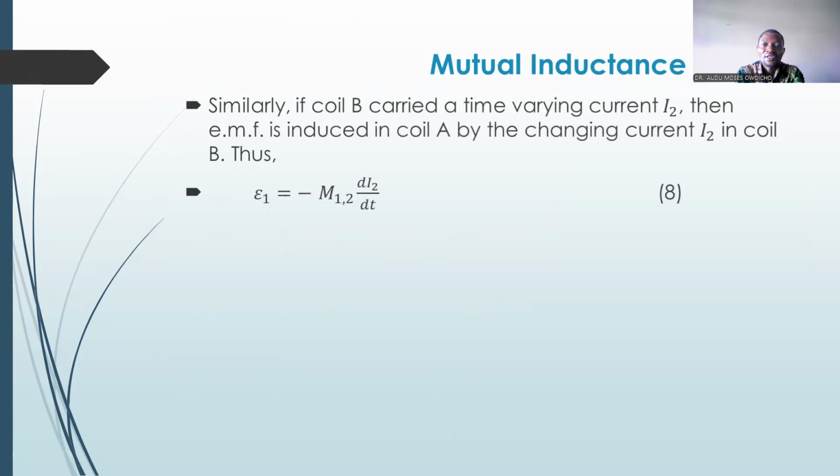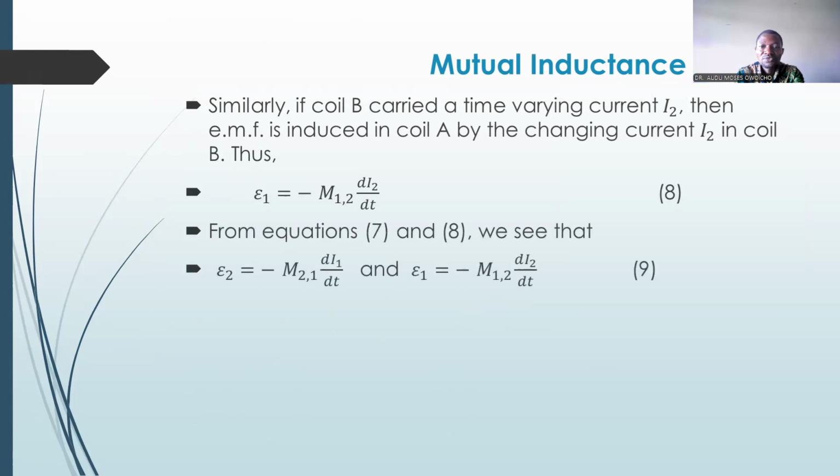Similarly, if coil B carries a time-varying current, EMF will be induced in coil A, and we will have the EMF given as equation 8. From equations 7 and 8, we have the induced EMF in coil B and coil A, respectively.